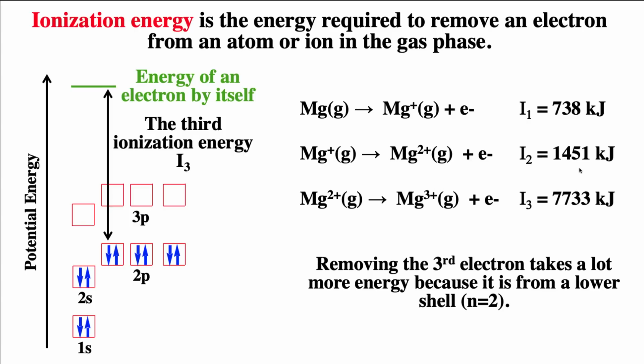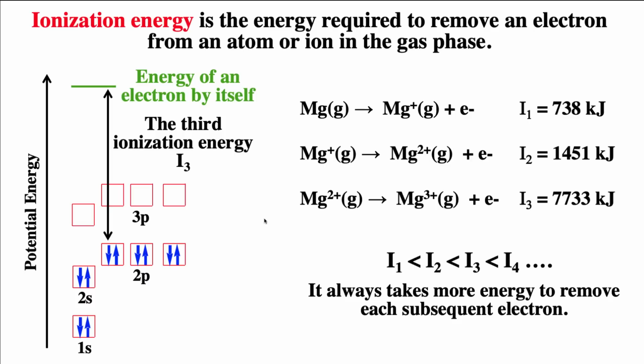And that was 1451. To remove the third, you're going to actually have to go to the 2p subshell, right? So the first two were removed from the 3s subshell. Now we're moving from the 2p, and what we see is a dramatic change in how much energy it takes because you went from the third shell to the second shell. Now this just takes too much energy, so typically magnesium forms the +2 ion. But always for an element, I1 is less than I2, which is less than I3, etc.